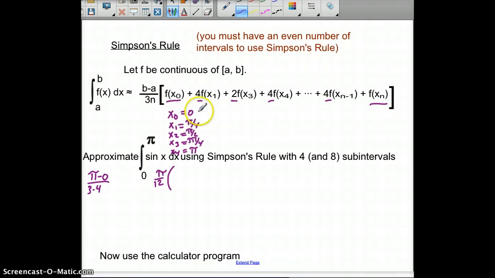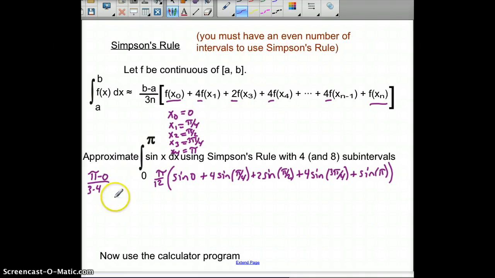So f of x sub 0 means you plug 0 into the function, so I need sine of 0, plus 4 times sine of the next value, so sine of pi over 4, plus 2 times sine of the next value, which is pi over 2. Alternating coefficients, 4 times sine of the next value, which is 3 pi over 4. And now we're at the last one, so we just do sine, no coefficient here, of pi. Using our unit circle, this would be a question they could put on the non-calculator portion of the test.